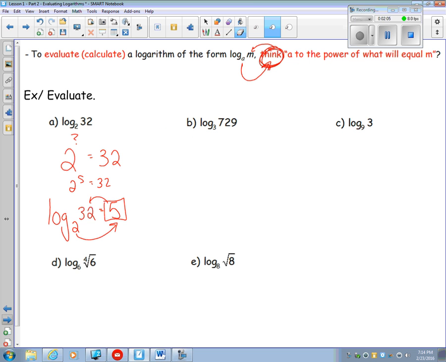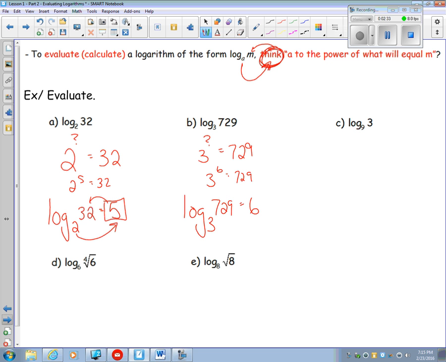Okay, we'll try the next one. I need to think to myself, log base 3 of 729. So 3 to the power of something comes out to 729. Well, 3 to the what? I try 3 to the 2, that's 9. 3 to the 3, no. 3 to the 4, no. I guess and check a little bit. I find out that 3 to the 6 is 729. So what does that mean? That means that log base 3 of 729 is 6, and this whole thing comes out to an answer of 6.